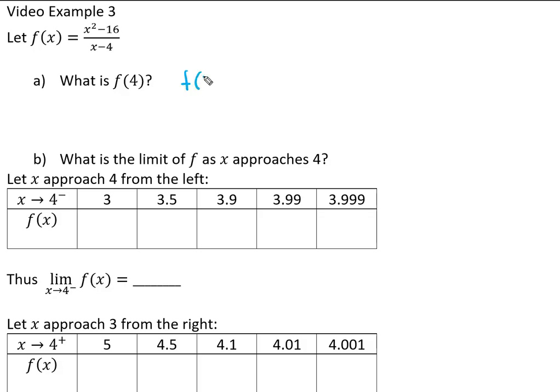To do video example 3, I want to start off by finding f of 4. And f of 4 we get by plugging that value in, so I get 16 minus 16 over 4 minus 4. And notice that you get 0 over 0. We call that indeterminate. And a lot of times when a value is indeterminate, we can still find the limit as x approaches 4, but we can't actually find f of 4 itself. So that's why we want to find a limit, because when we plug 4 into this function, it comes up with this answer that we don't understand.